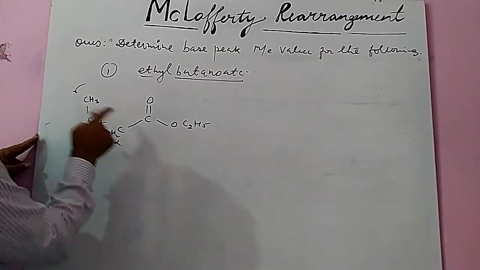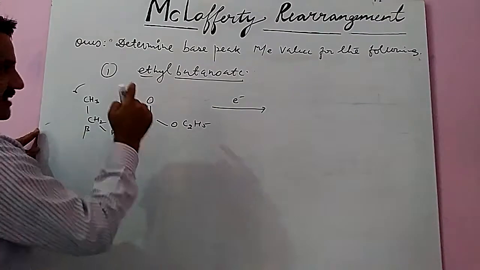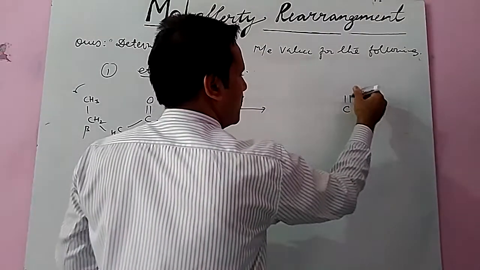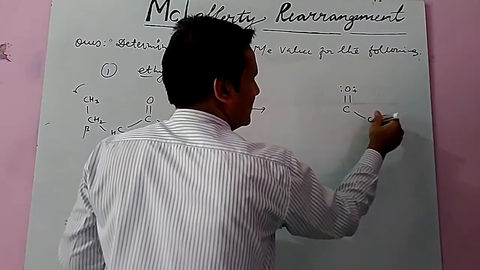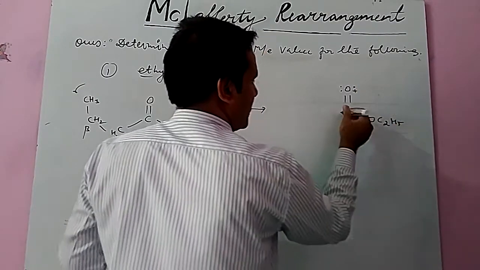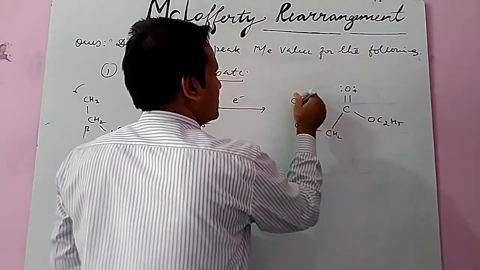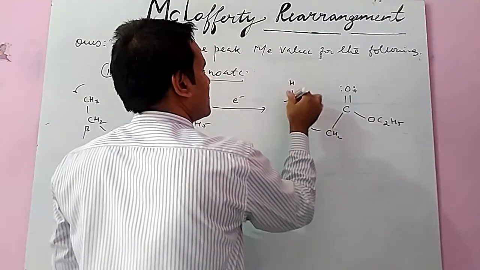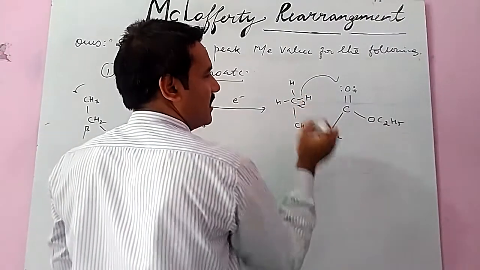Now the gamma hydrogen is there, so there is a McLafferty rearrangement. First, electron bombardment. In this electron bombardment, what will happen? The C=O has 1 electron removed, giving a radical and a positive charge, with the remaining part the same, O(C2H5), and here CH2, CH2. Here H and H. Similarly the same, 1 hydrogen and 1 hydrogen.